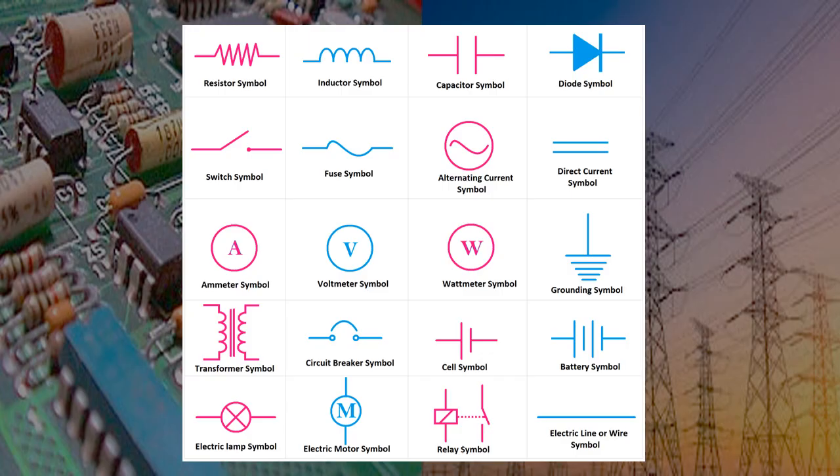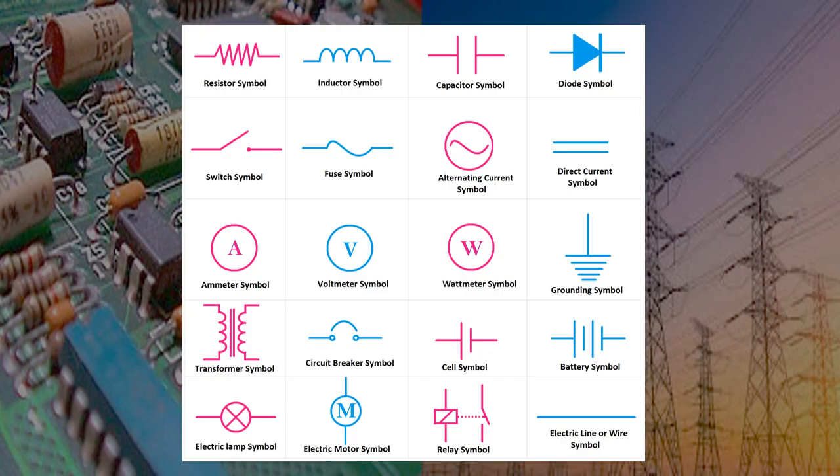We have a circle and an A in there, that is an ammeter. An ammeter is a special electrical measuring device that measures the amount of current. A voltmeter is used to measure voltage. A wattmeter is used to measure power. Watt, W, and a circle. And then after the watt there, you have this ground symbol there, that's grounding.